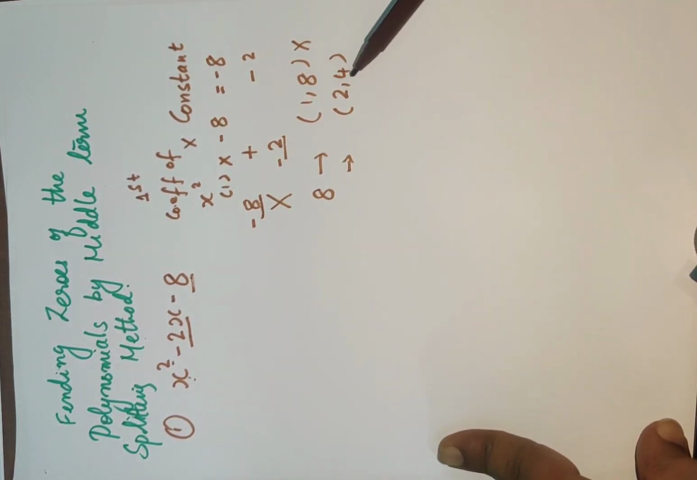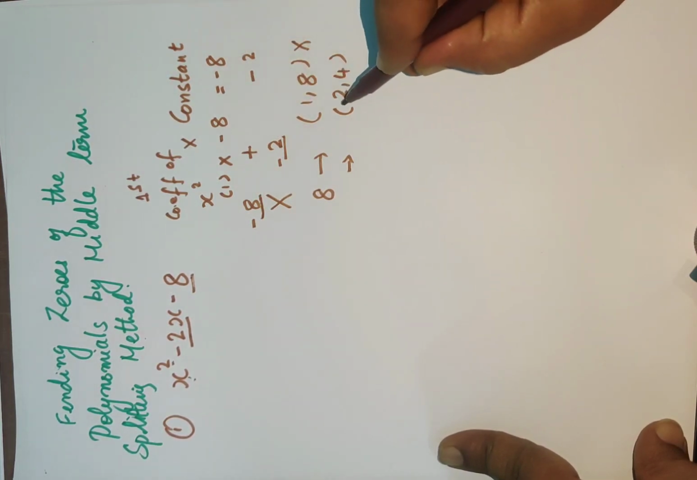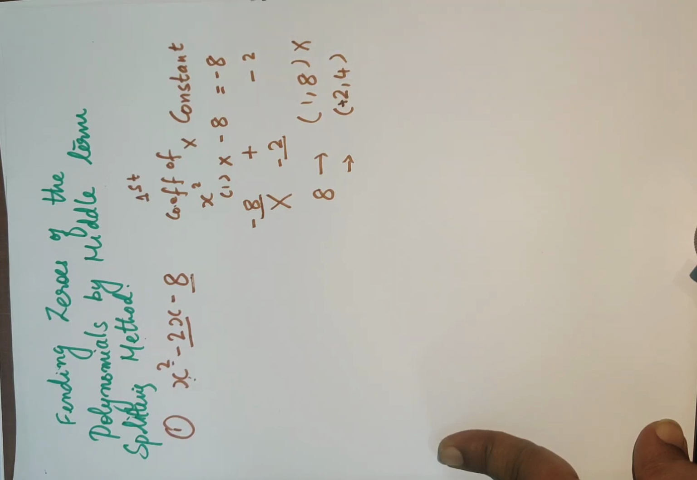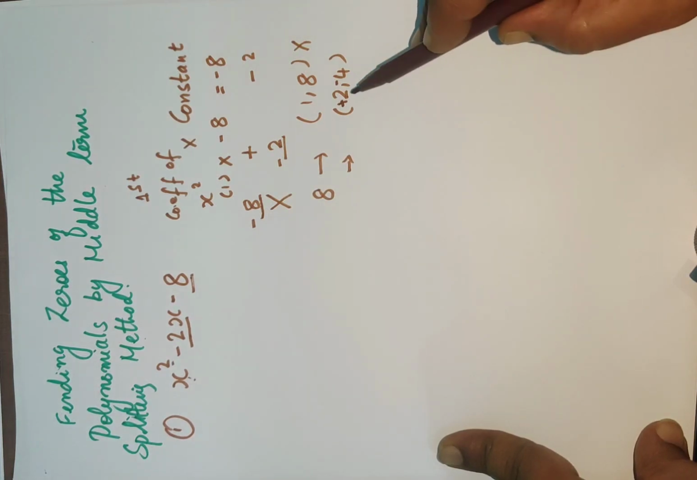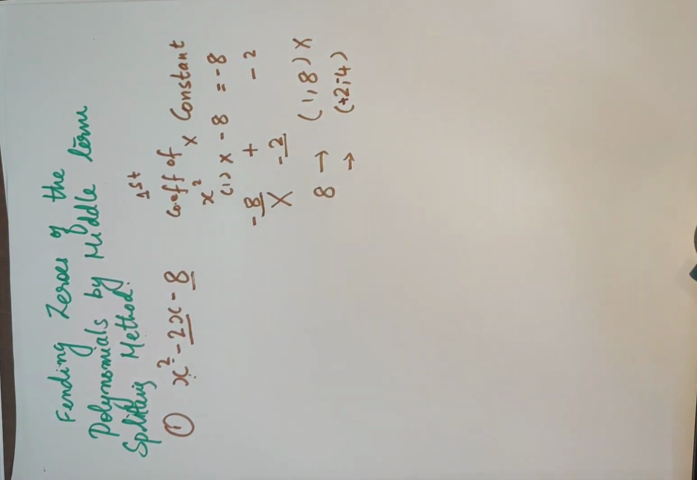So 2 comma 4, next pair we can try. 2 into 4 is 8, correct. But look at it very carefully. When we add we will get 6, 2 plus 4, but we need minus 2. So minus 2 we can get how? Here this 2 we can keep positive and 4 we can keep negative, right? So plus 2 minus 4, that is a correct pair.